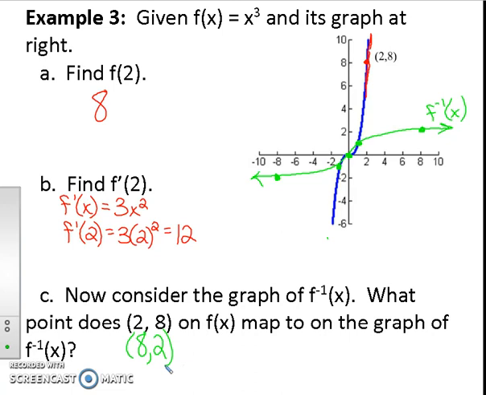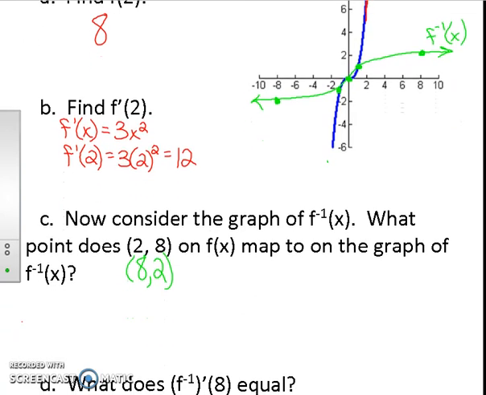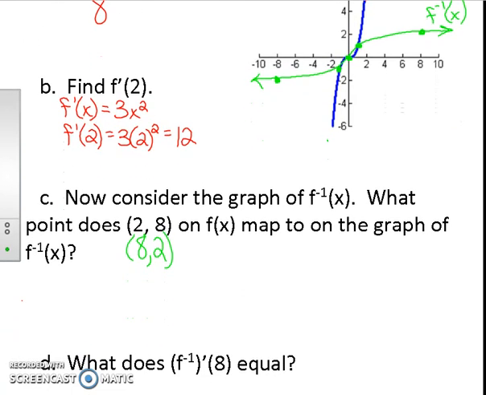Now the next question that we are then asked is, what does f inverse prime of 8 equal? So what that is asking is, at this point (8, 2), what would the slope of that tangent line be? Now, I can promise you that it is not 12 like we got in part B, because 12 would be a very steep slope. What I see there for that black tangent line that I just drew is a very, very flat slope.